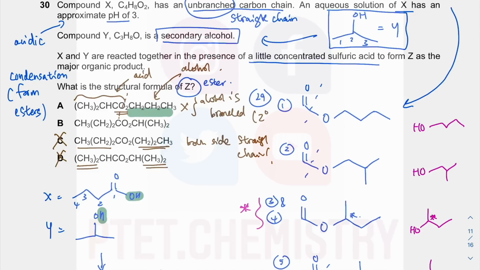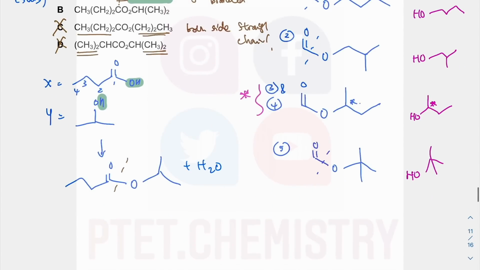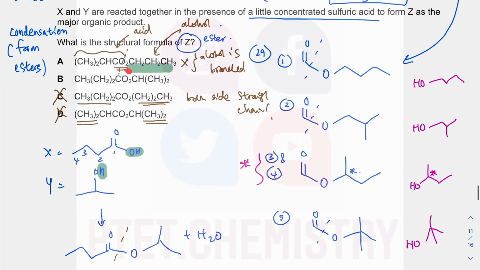Secondary alcohol. Probably shouldn't write too much into that. But your secondary alcohol is branched. Your secondary alcohol here is straight chain. Therefore, we are looking at these. Your straight chain, 1, 2, 3, 4, 4 carbon acid. Your alcohol, 1, 2, 3, and it is branched. So we're looking at option B and not A.